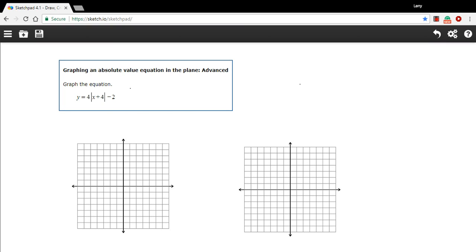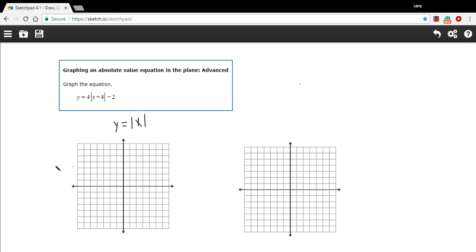In this problem, we're being asked to graph an absolute value equation, and the equation they're giving us looks pretty complicated. There's a lot going on there. What I'm going to do is just start by graphing the basic function to make sure we all know what this looks like. This is the basic shape that our new graph will be based on.